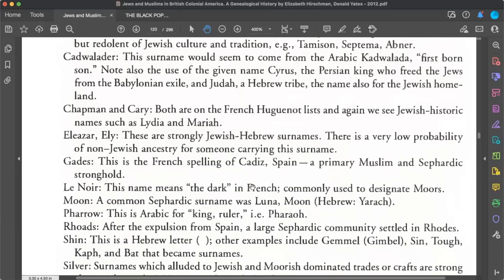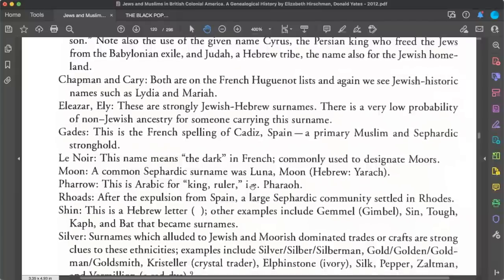Chapman and Carey, both are on the French Huguenot list, and again, we see Jewish historic names such as Lydia and Mariah. Eliezer or Eli, these are strongly Jewish Hebrew surnames. There is a very low probability of a non-Jewish ancestry for someone carrying this surname. Gades or Gades, this is the French spelling of Cadiz, Spain, a primarily Muslim and Sephardic stronghold. All right, so anybody with that name, that's the origin.